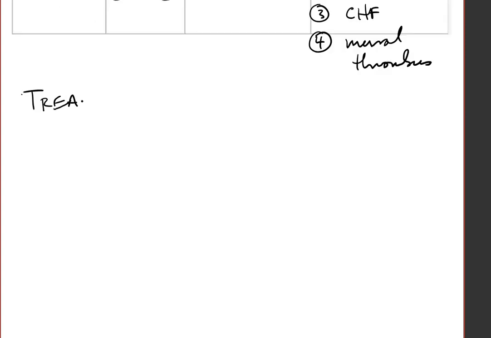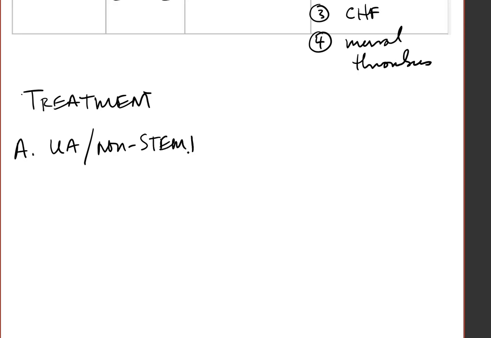Let's finish up with a discussion of treatment. And we can see there's going to be two families of diseases we have to treat. Unstable angina and non-STEMI, because they tend to have about the same prognosis. And what you're going to do for them is you're going to risk stratify. And there are tables for this. You can look them up and you can punch the numbers in.